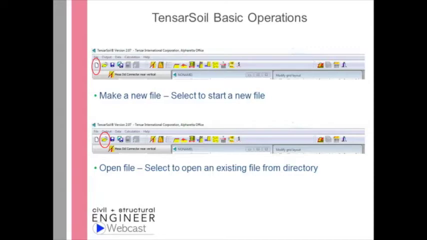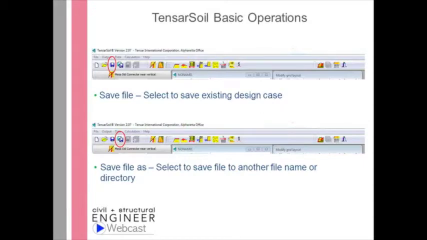These first 4 icons will be fairly obvious as to what they do. The first icon, circled in red, is to make a new file, and the second one is to open a file, to select an existing file from your directory. The next icons to the right are Save the File and Save the File As, which also are very similar to other icons in other programs.